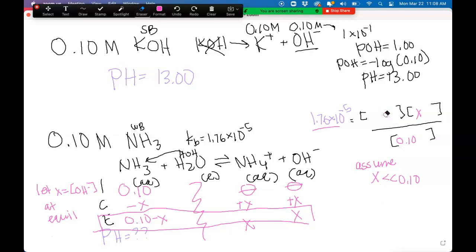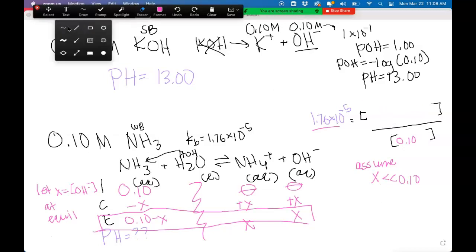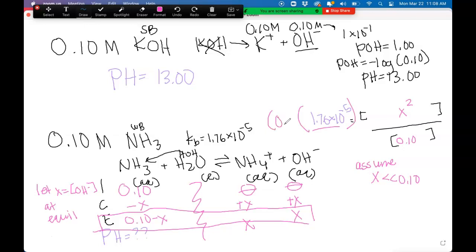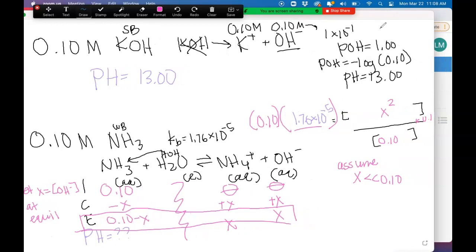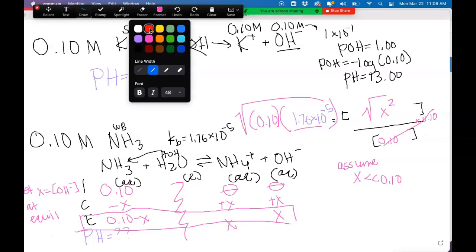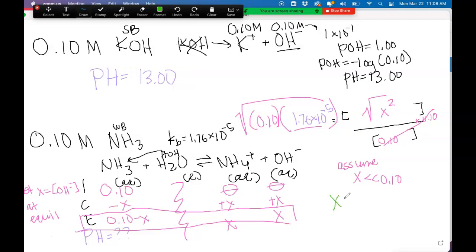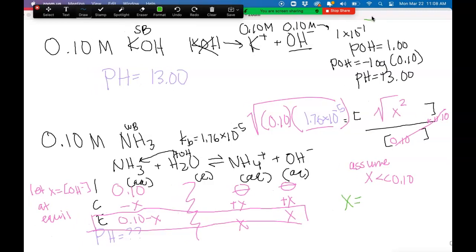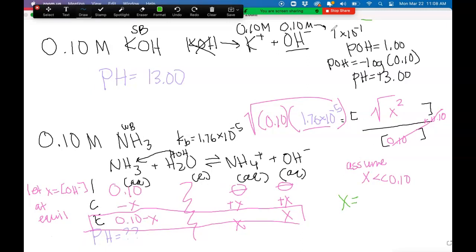I'm going to simplify the top because X times X is X squared. And now I solve for X. Multiply both sides by 0.1. Right, that gets rid of that. And then I square root both sides to get rid of the square. And X equals, I don't remember the number.